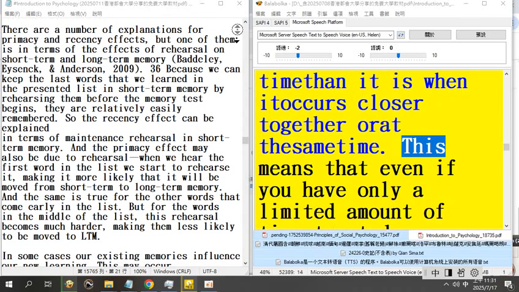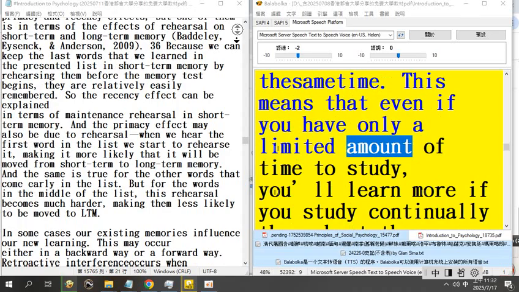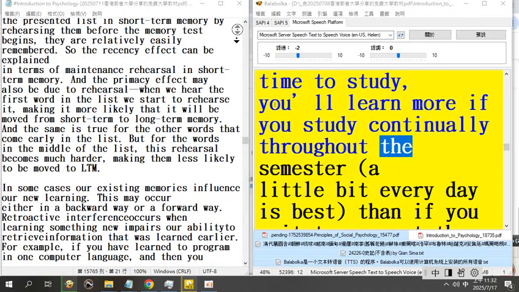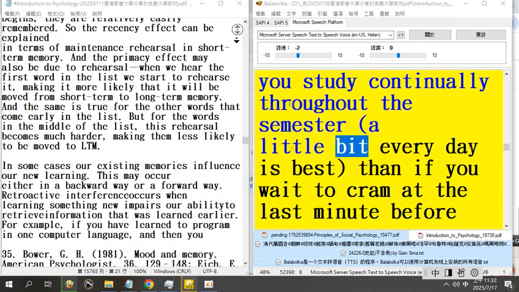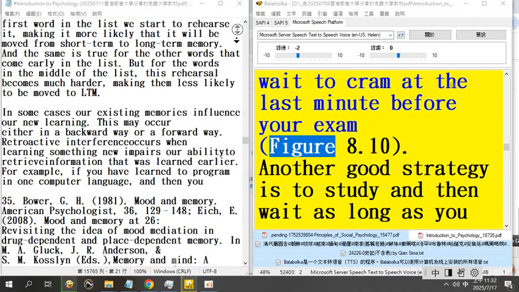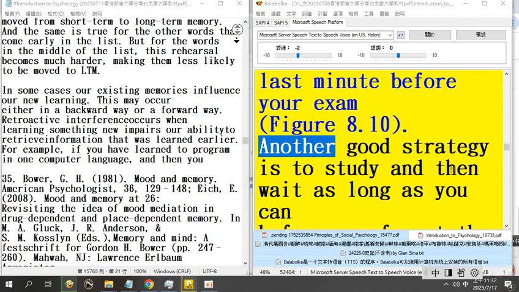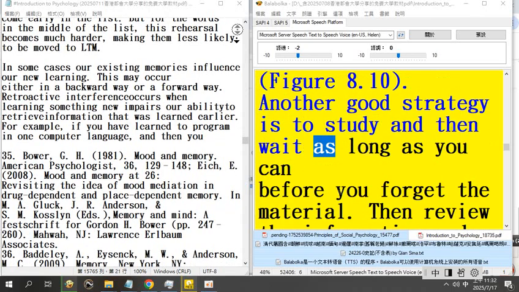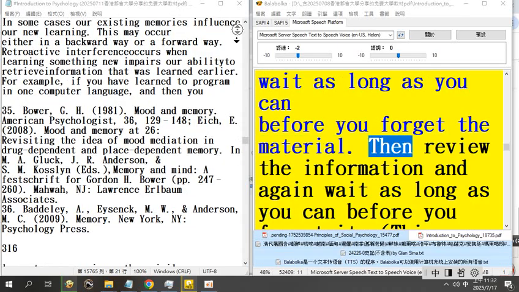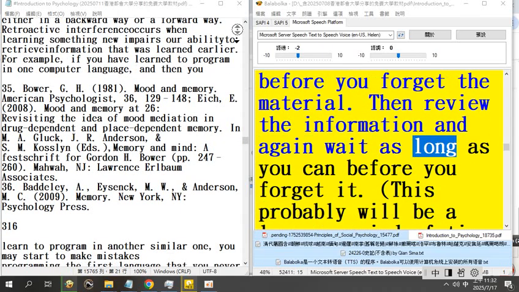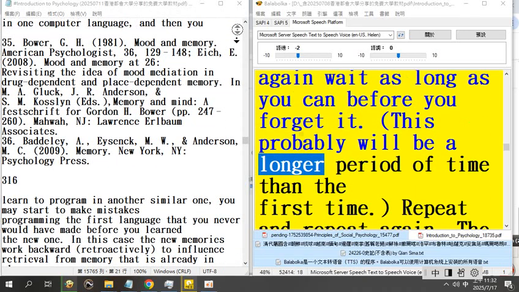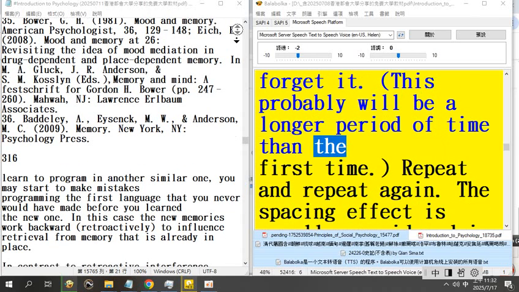This means that even if you have only a limited amount of time to study, you'll learn more if you study continually throughout the semester. A little bit every day is better than if you wait to cram at the last minute before your exam. Another good strategy is to study and then wait as long as you can before you forget the material. Then review the information and again wait as long as you can before you forget it. This probably will be a longer period of time than the first time.